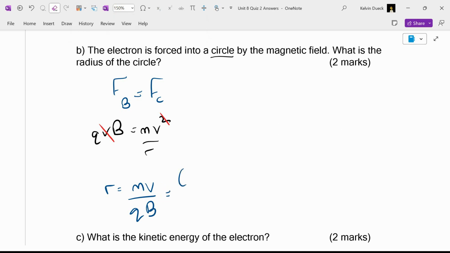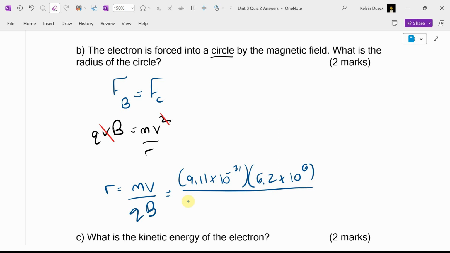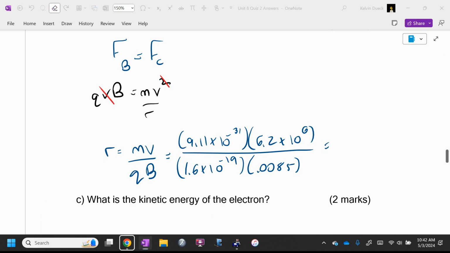It's going to be the mass. It's an electron, 9.11 times 10 to the negative 31. It's going to be the speed. What did they say the speed was? 6.2 times 10 to the 6, all over Q. It's an electron, 1.6 times 10 to the negative 19. And B was 0.0085.